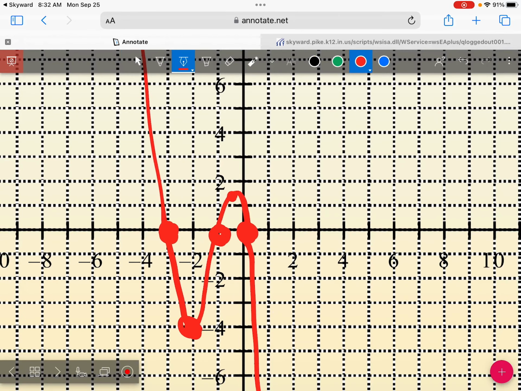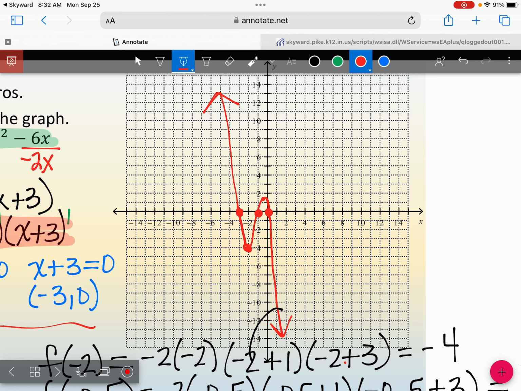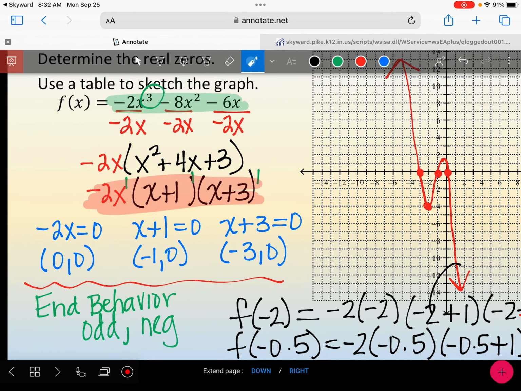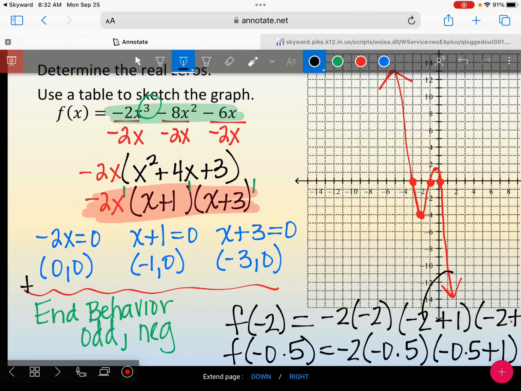And if you look at the graph, notice how every single time the graph is going through the x-axis. It always goes through because each one of these has a multiplicity of 1. So every single 0 is going to go through. And if we look at our actual sketch, that's what it did. All right, so now we're going to transition into writing equations. So in standard form.